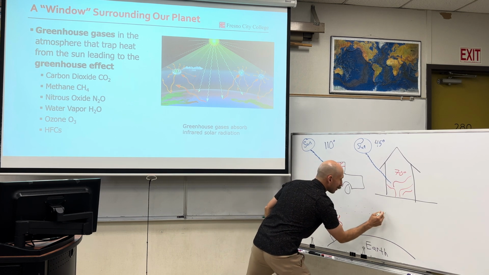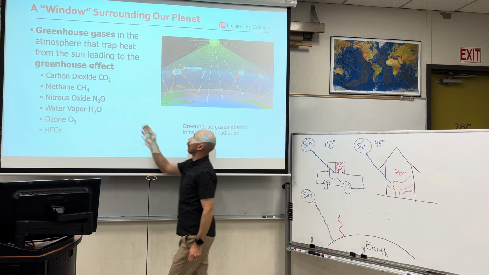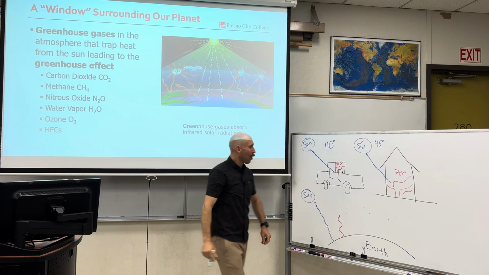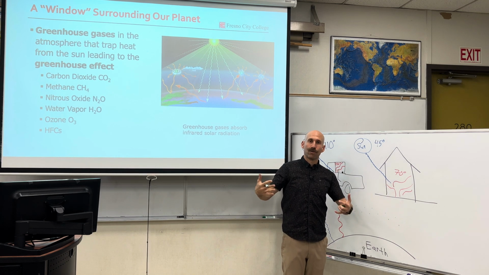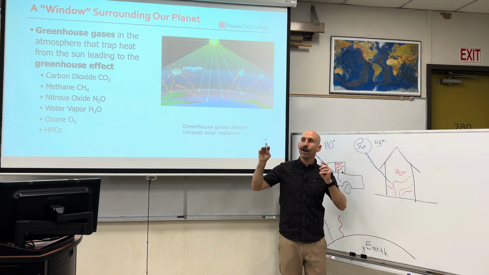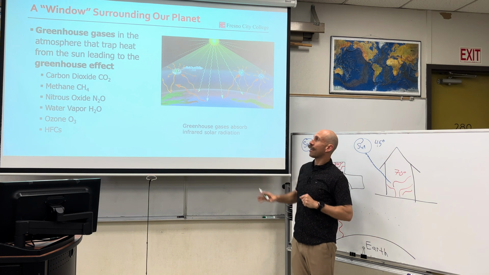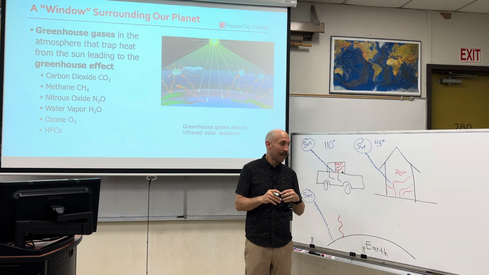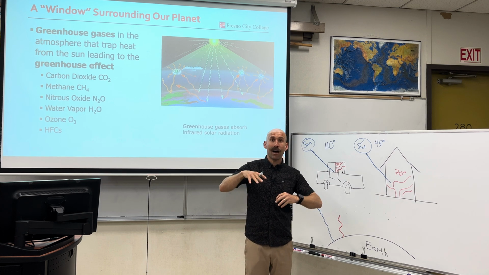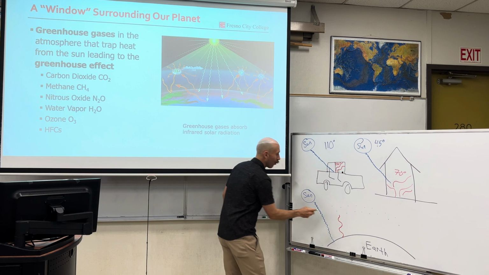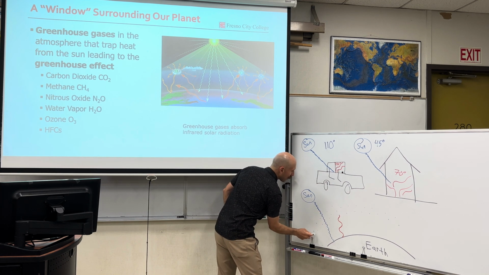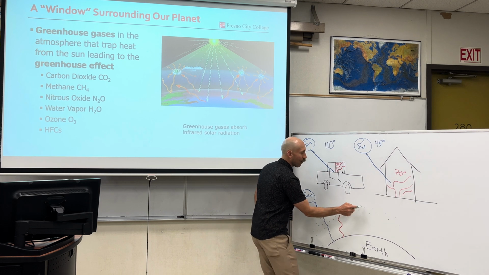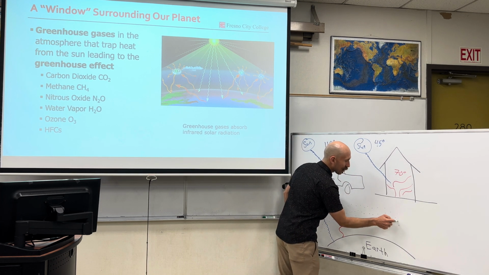These greenhouse gases, which are carbon dioxide, methane, nitrous oxide, water vapor, ozone, and hydrofluorocarbons, are absolutely crucial for life to exist on Earth. If our atmosphere did not have greenhouse gases and the greenhouse effect did not exist, then daytime temperatures would be really, really hot and nighttime temperatures would be really, really cold, and we would not have the stability of climate through time that has allowed life to evolve, that supports life on Earth today.